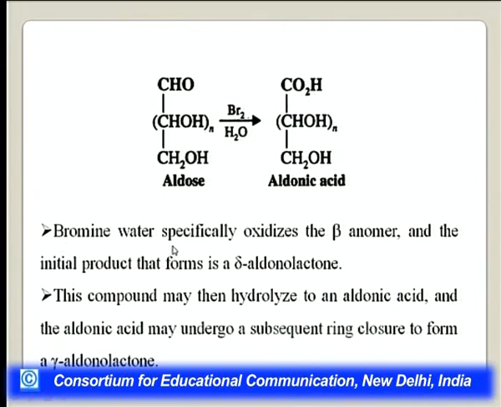Bromine water specifically oxidizes the beta anomer, and the initial product that forms is delta aldonolactone. This compound may then hydrolyze to an aldonic acid, and an aldonic acid may undergo a subsequent ring closure to form a gamma aldonolactone. How it took place you can see over here.